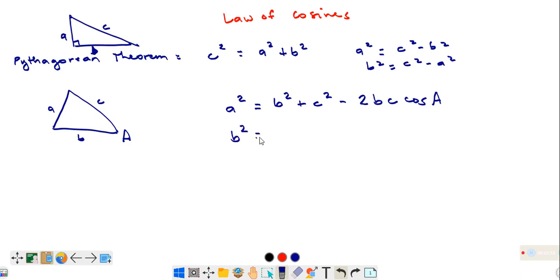Ganun din pag ang nawawala ay si B. So, B squared is equal to the square of the other leg. So, meron tayong A squared plus the square of the other leg pa ulit. So, meron tayong C squared minus the product of 2 times the two other legs, AC. May pattern tayo. Cosine, the angle opposite it. So, the angle opposite B is angle B.